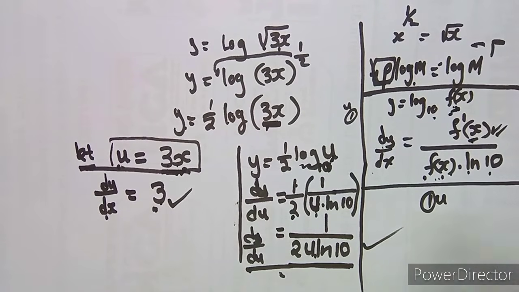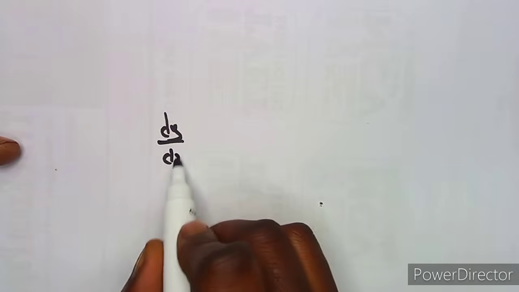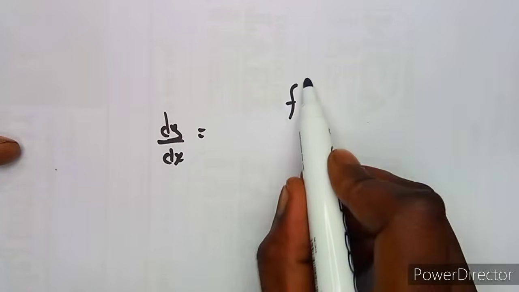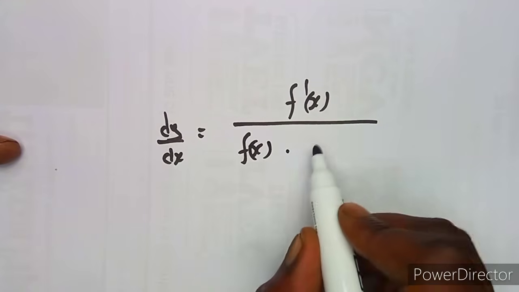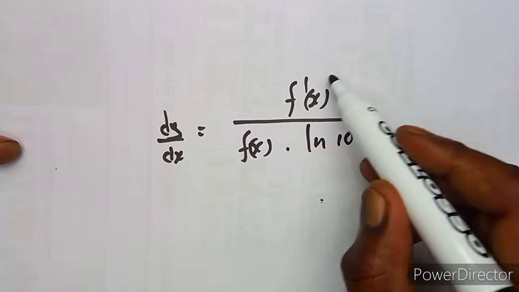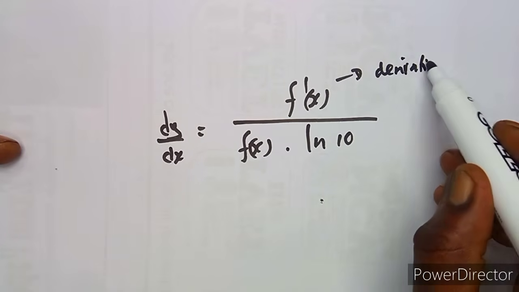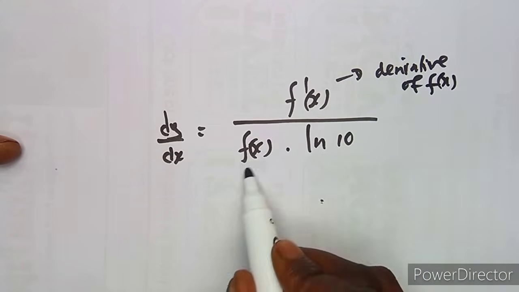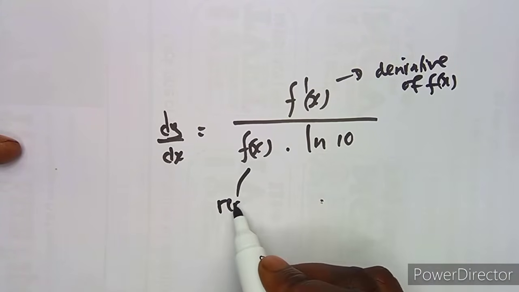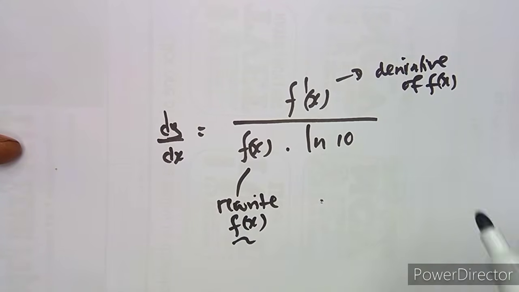So here, let me just write it here. Maybe you can understand me much better, because I said dy/dx of a log is going to give you something like this. So let me explain from this formula, by ln 10. So this is the derivative of that function. So you're going to find the derivative here of f of x. Okay, then this one you rewrite f of x as it is.